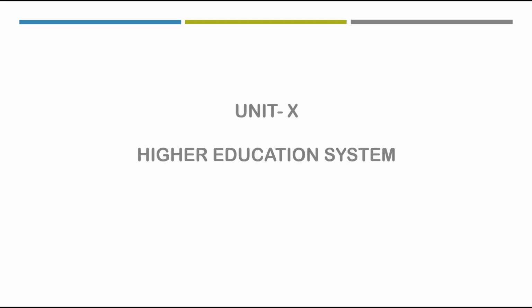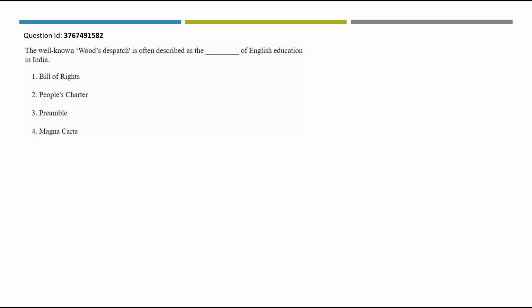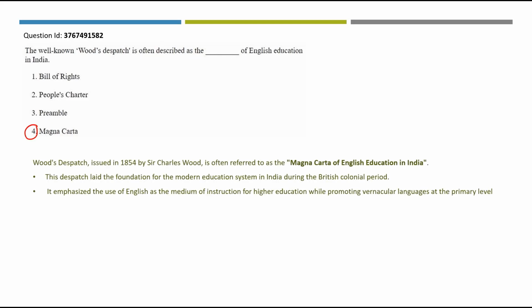Let's move on to Unit 10, Higher Education System. The well-known Woods Dispatch is often described as the dash of English education in India. We have already seen this in one of the previous year question paper. So Woods Dispatch is actually the Magna Carta of English education in India. Option number 4 will be the right answer.